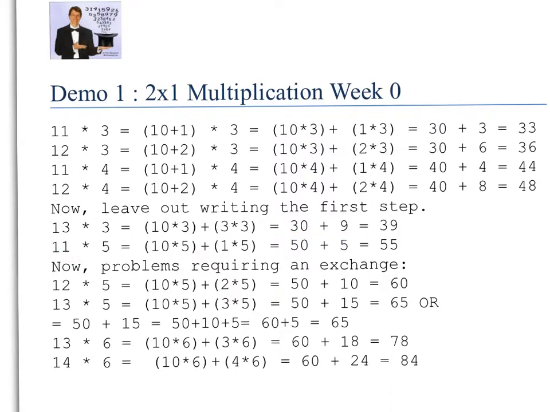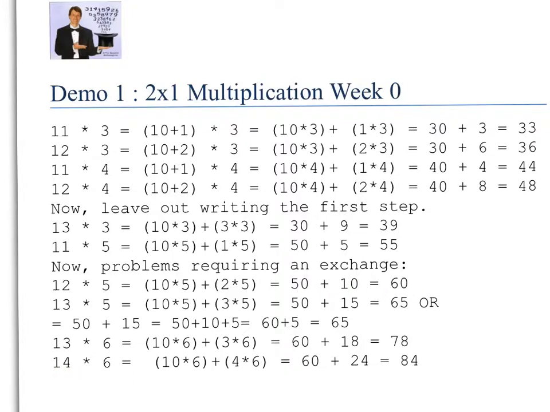11 times 5, well, that's 10 times 5. It's 50 plus 1 times 5 is 5. 50 plus 5 is 55. Of course, the problems sometimes require an exchange. So we say 12 times 5. Well, that's 10 times 5, 50. 2 times 5, 10. 50 plus 10 is 60.